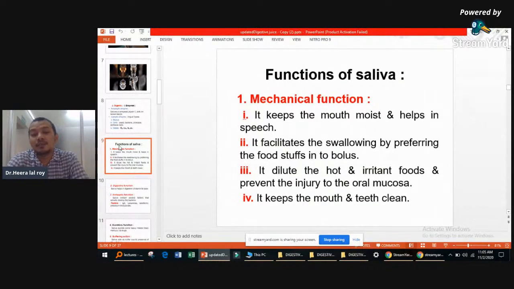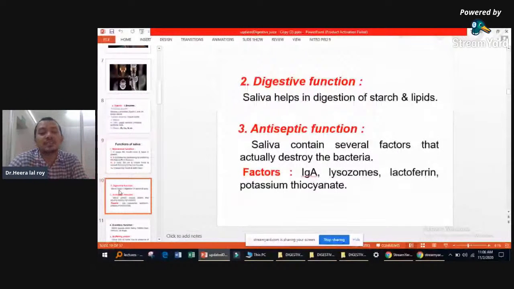Not only that, sometimes you take some hot foods, Indian foods. Just think, it also helps to cool it down, right? And it keeps our teeth and mouth, or oral cavity, clean and hygienic. So these are some mechanical functions, and it also has some digestive functions. That is, it helps in digestion of boiled starch, and a very little amount of lipid, very little, almost nil. And it also has some antiseptic functions.